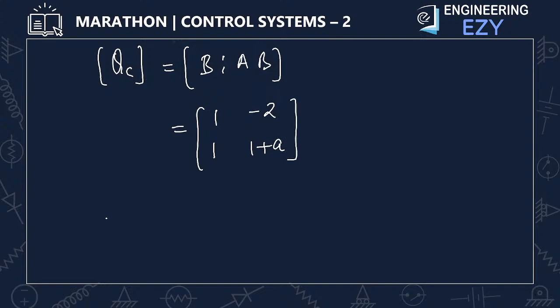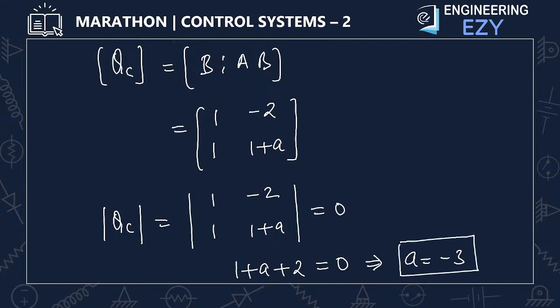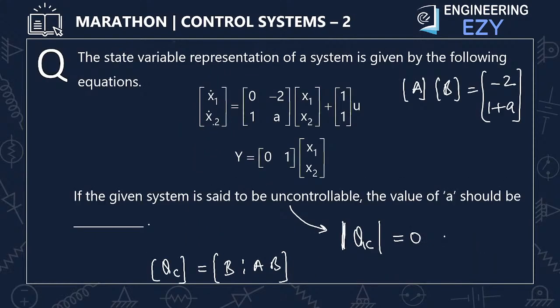If it is uncontrollable, the determinant of Qc, which is 1 1 and minus 2, 1 plus A, is equal to 0. So it is 1 plus A plus 2 equal to 0, which implies A is equal to minus 3. A equal to minus 3 is the correct answer. So the correct answer of this question is minus 3. I hope it is clear to everyone. Now moving to the next question.